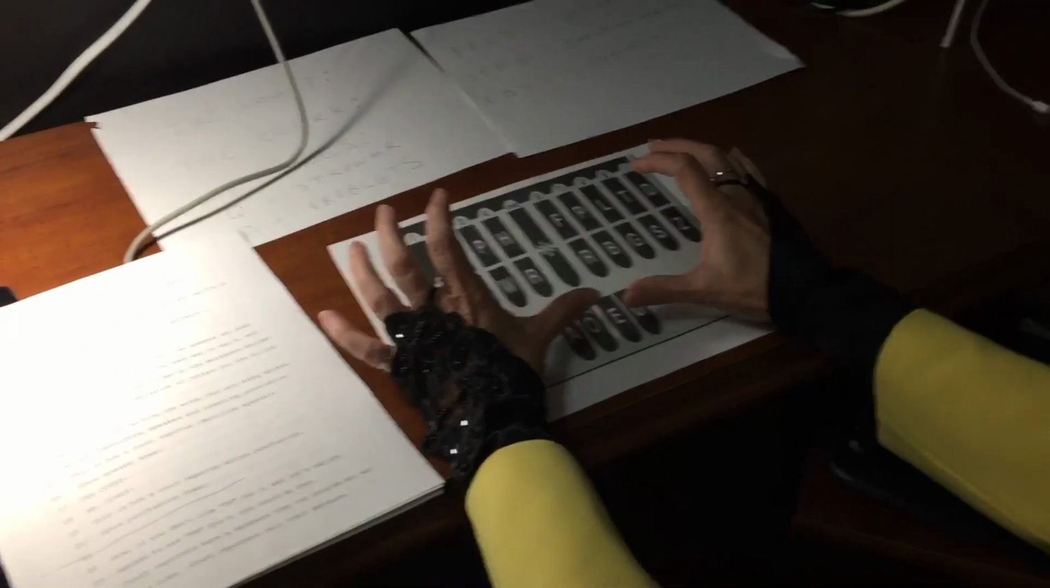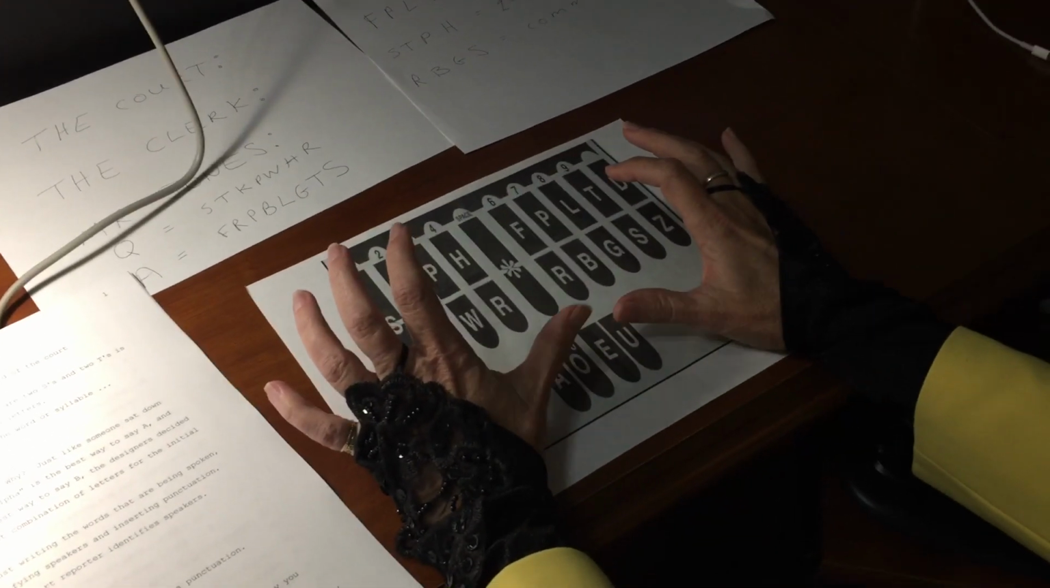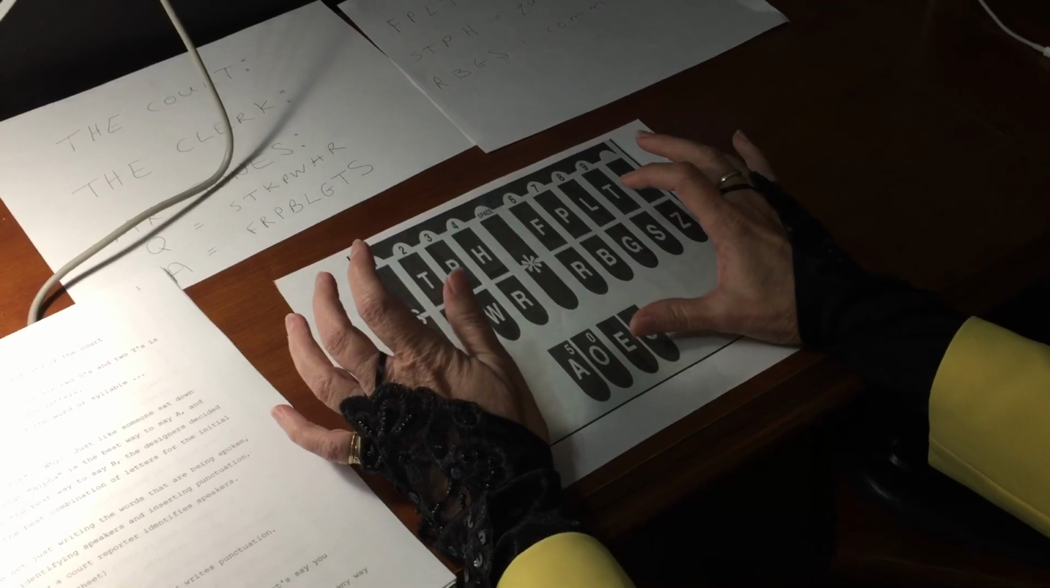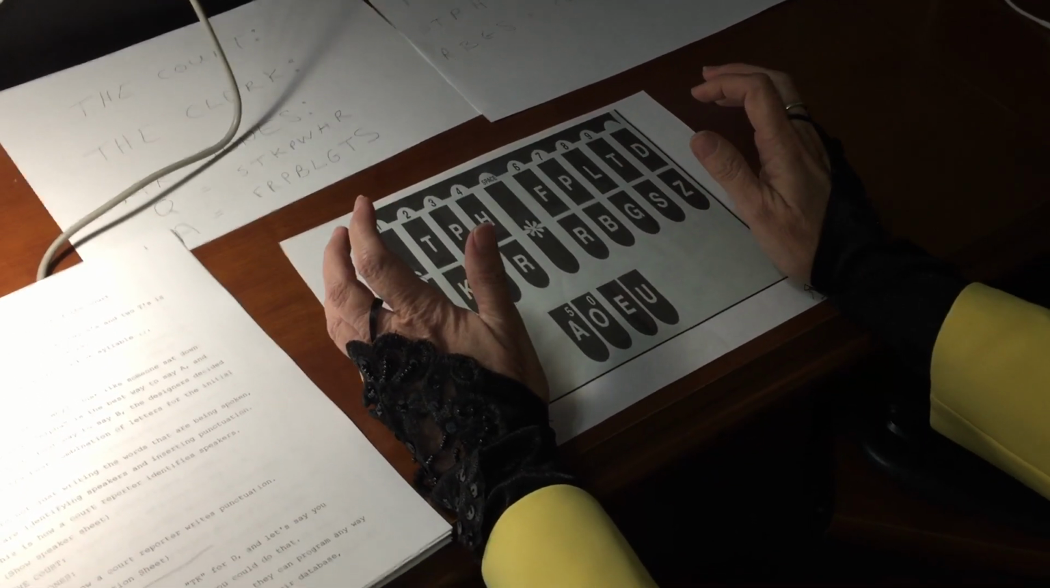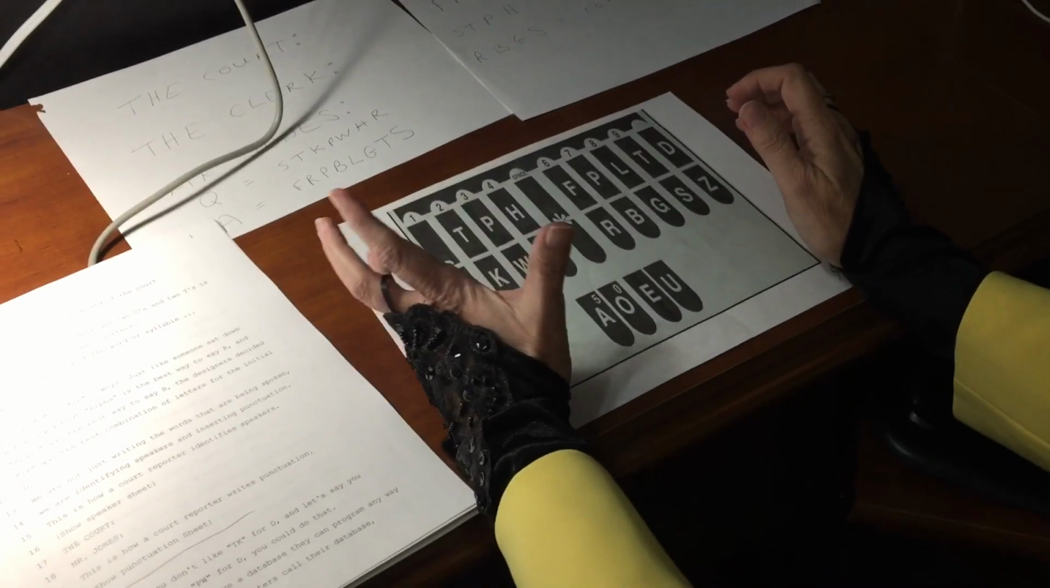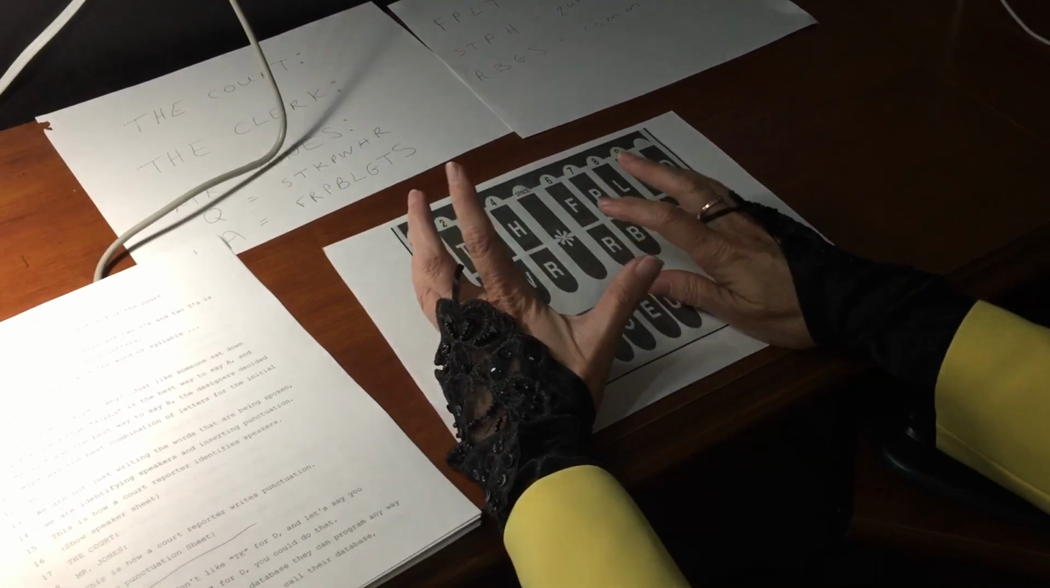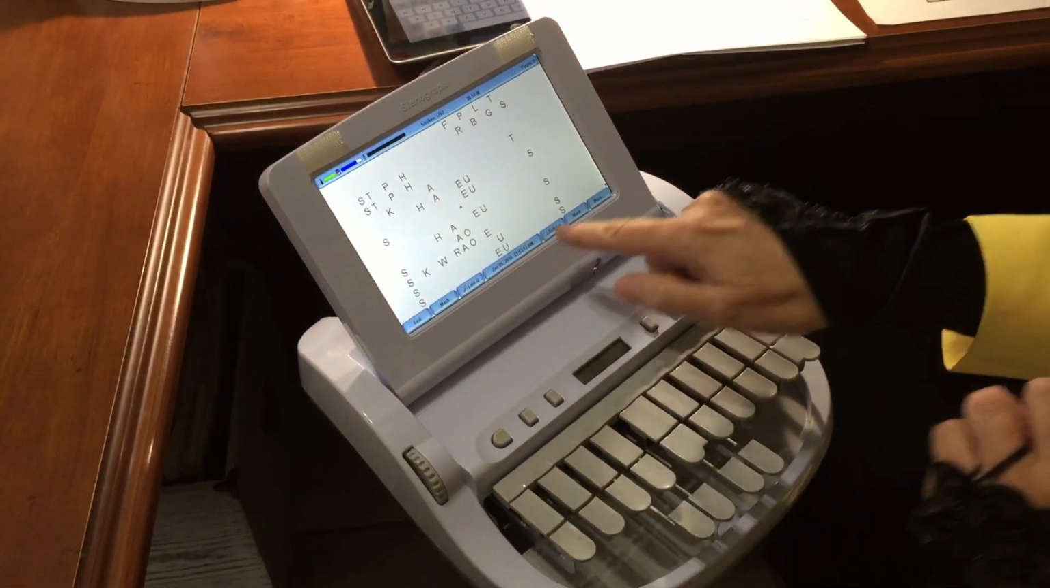You see, we do the vowels with our thumbs. There's no I. So we use the E and the U together for the I. So if you wanted to write "sis," you could write S-E-U-I-S, "sis." You see it here, S-E-U-I-S.